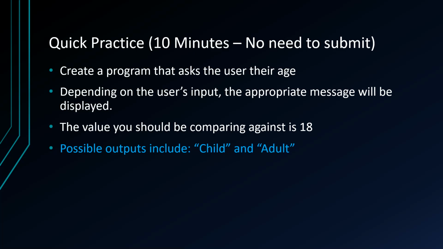So if you want, take a few minutes and try this practice code out. Create a simple program that asks the user for their age, and based on whatever age they put in, you're going to compare that against 18. And you're going to decide whether you should display the word child or the word adult on the screen. I'll let you be the judge of which one comes when.